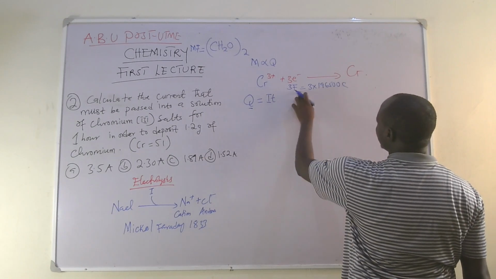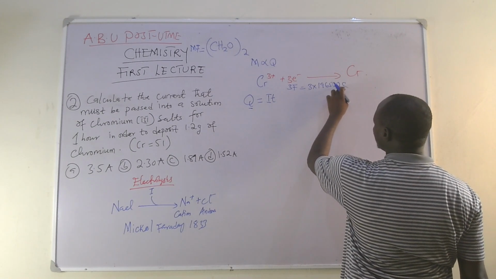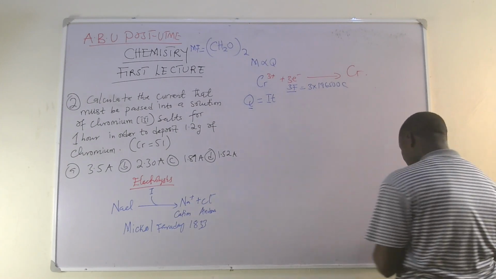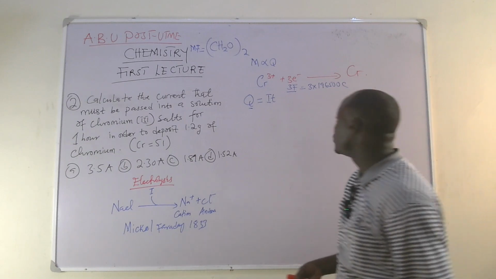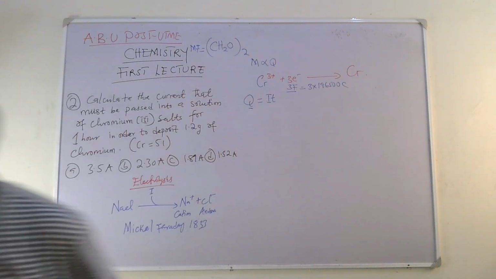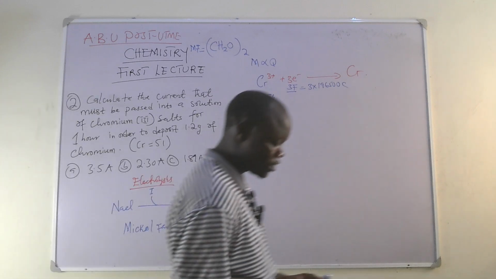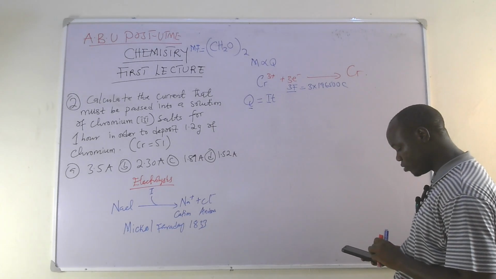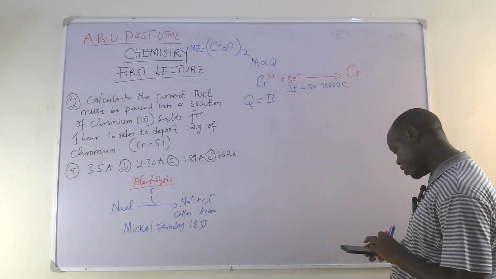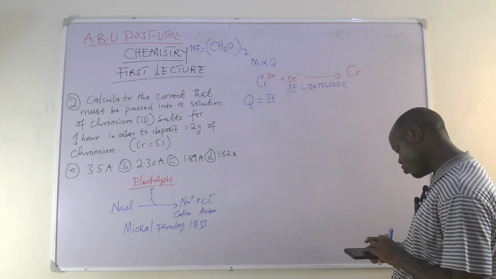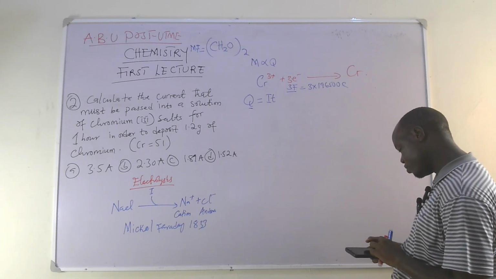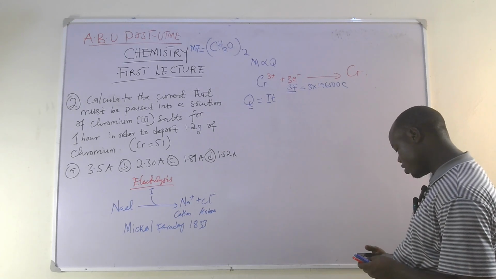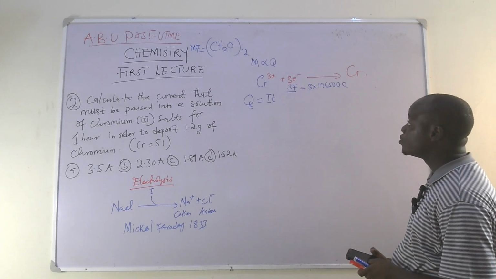196,500 coulomb. So 1 Faraday is 196,500 coulomb, and here we have 3 Faraday, so that is why we are going to multiply it by 3. So if we multiply 3 by 196,500, what are we going to have?